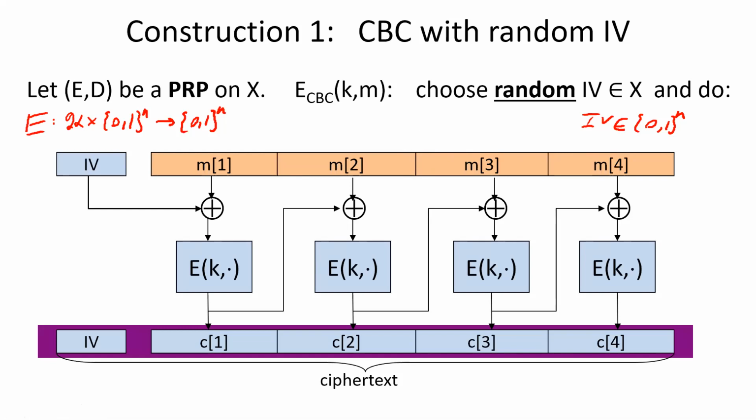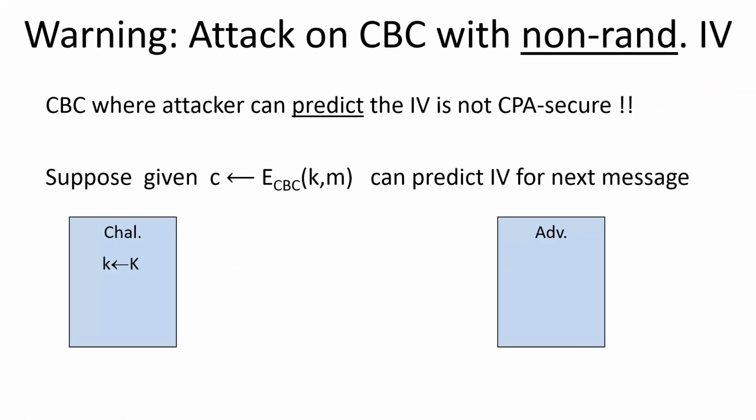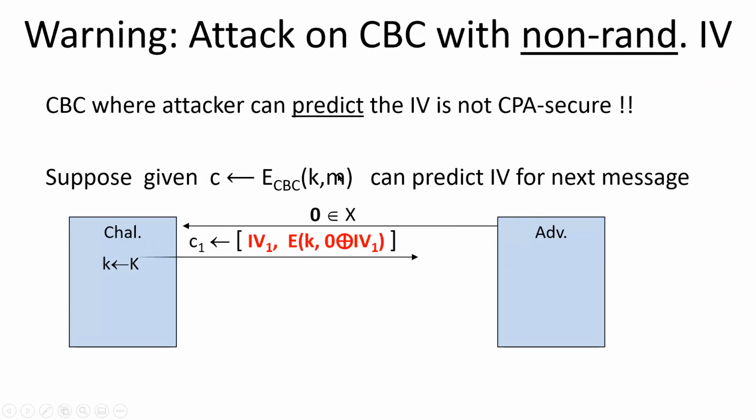They're effectively new messages. And this is a case of the adversary predicting the IV, because the IV that is effectively used here will be the last block of the ciphertext. And of course, the adversary has seen that. So here is a type of attack that is possible. Suppose that an adversary can predict the IV for the next message, given the ciphertext of a previous message. So here is an attack, a CPA attack.